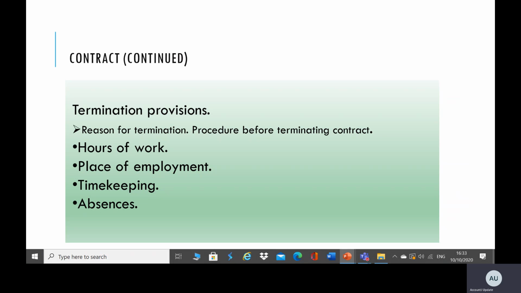Then hours of work. It must state in a contract that you are working from 9 to 4. Or it could also say that there may be times when you would be needed to start earlier and maybe finish later. And that's put in.